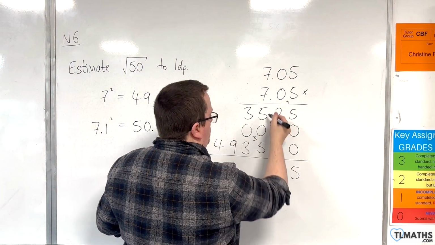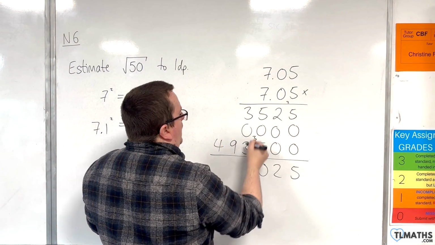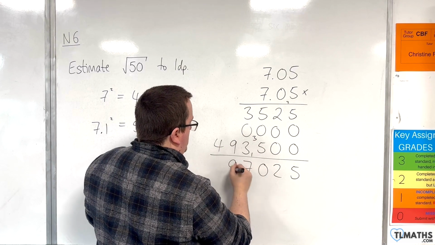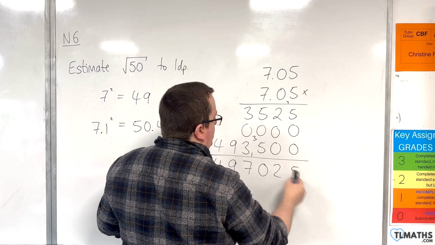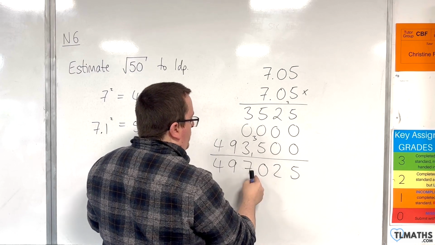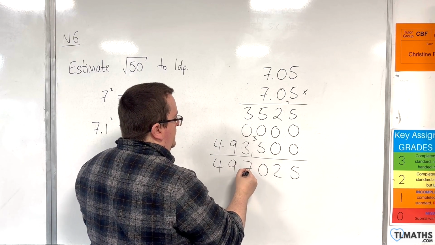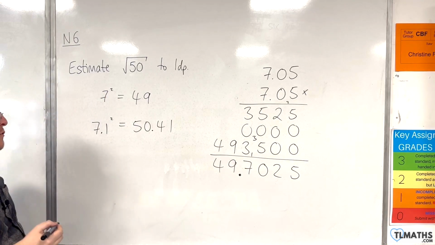5, 2, 10, 7, 9, 4. And we've got 4 points to the right of the decimal point. So 1, 2, 3, 4, or 4 numbers to the right, I should say. So 49.7025.